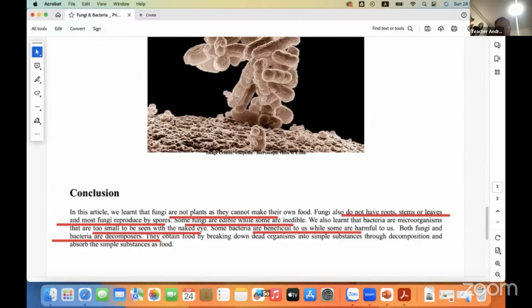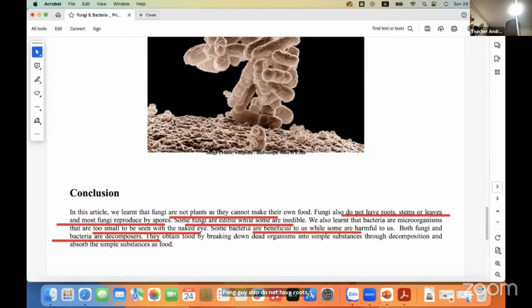Okay, so in conclusion, we learned that fungi are not plants. They are not plants because they cannot make their own food. Fungi also do not have roots, stem, or leaves, and fungi reproduce by spores. Some we can eat, some we cannot eat. Bacteria are too small to be seen by the naked eye, so we need a microscope to see them. Some bacteria are good, some are bad. But both fungi and bacteria are decomposers.